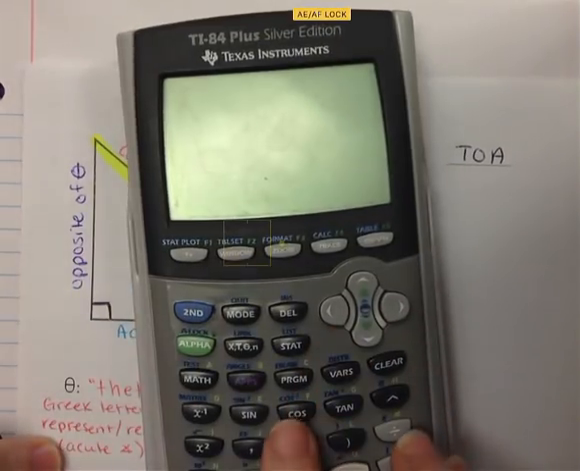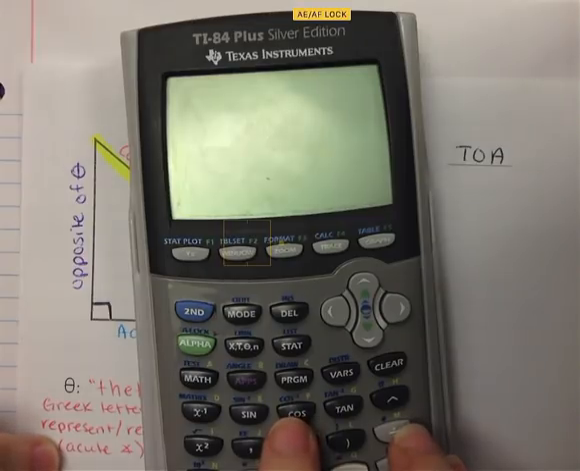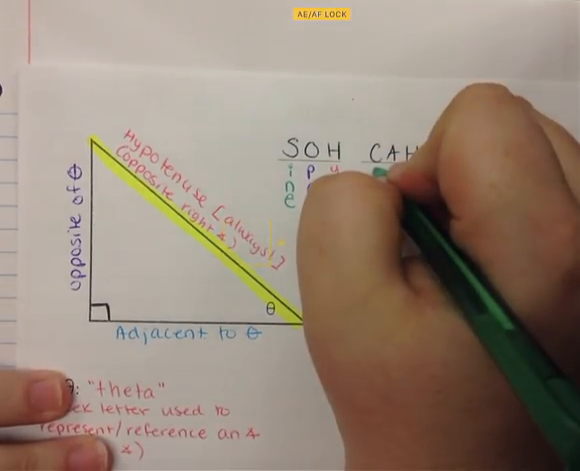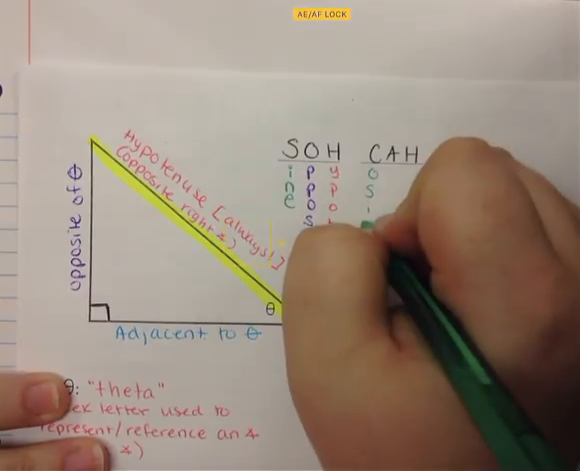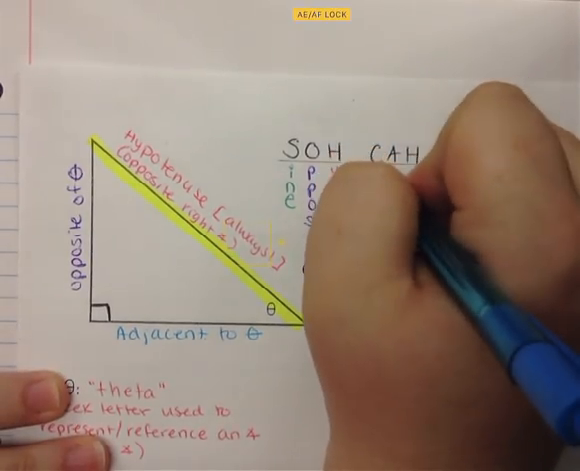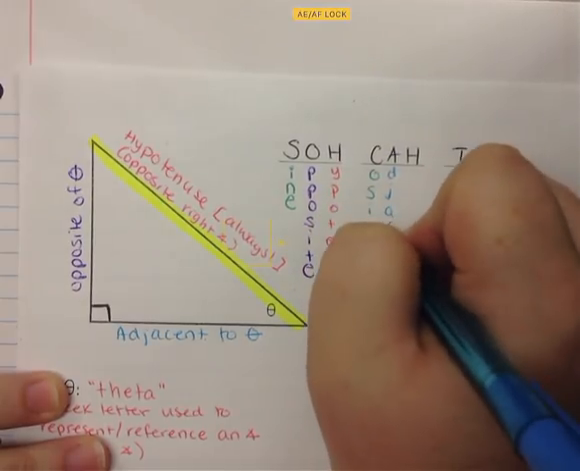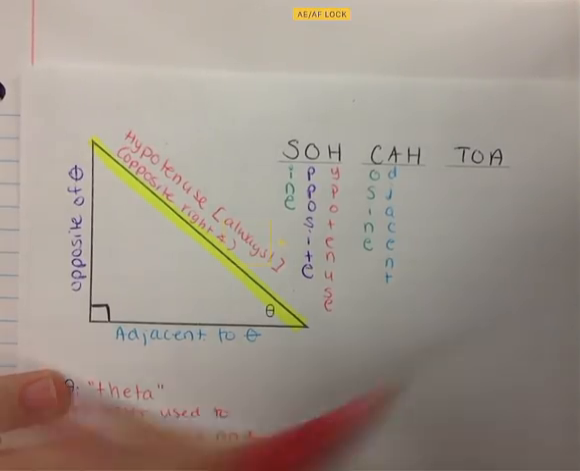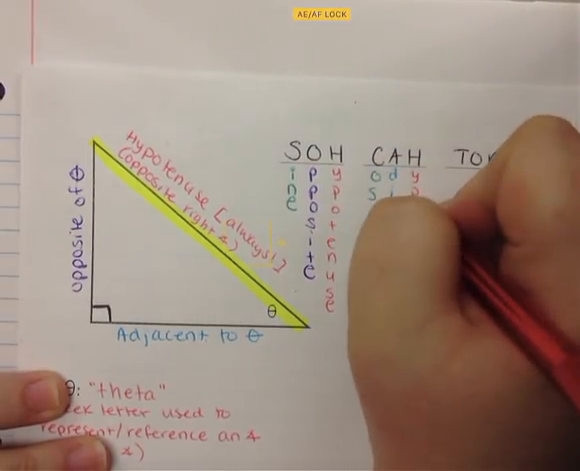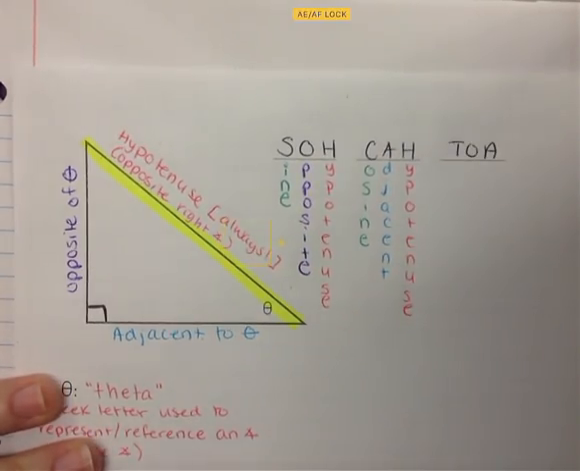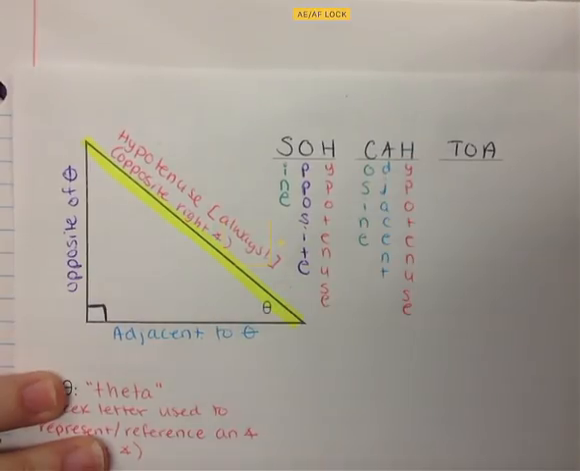Then comes the C. This one is C-O-S. This is pronounced cosine, not cos. This is cosine, C-O-S-I-N-E. The A was that adjacent, A-D-J-A-C-E-N-T. And the H again stands for the hypotenuse, H-Y-P-O-T-E-N-U-S-E. So we have cosine, adjacent, hypotenuse.